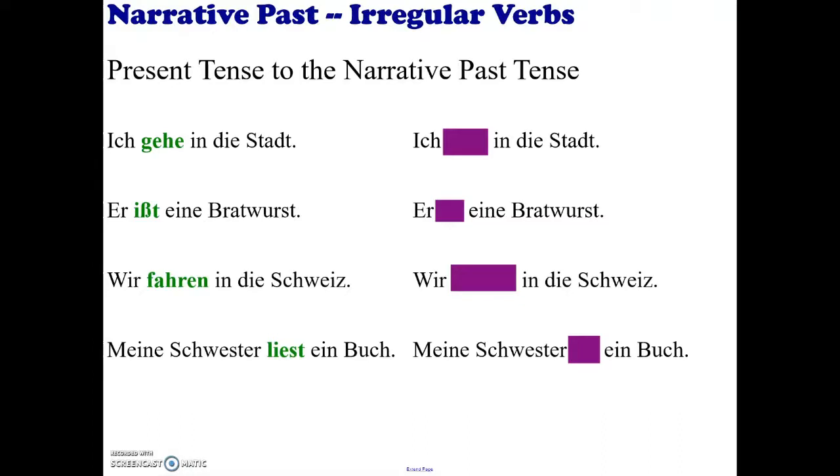So with these irregular verbs, you have to remember that ich and er, sie, es take no additional ending. They are the irregular stems that we've looked at. And then we have the normal conjugation endings on our other ones. See if you can pause the video and figure each of these out before I say them. Ich gehe in die Stadt would change to ich ging in die Stadt. Er isst eine Bratwurst becomes er aß eine Bratwurst. Wir fahren in die Schweiz becomes wir fuhren in die Schweiz. Und meine Schwester liest ein Buch becomes meine Schwester las ein Buch.